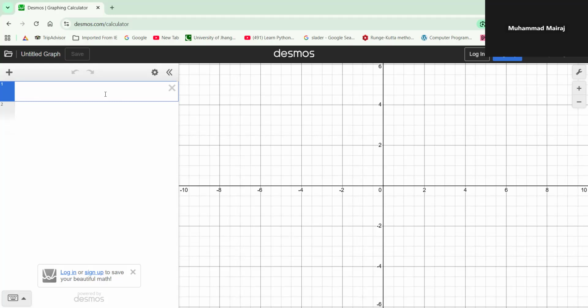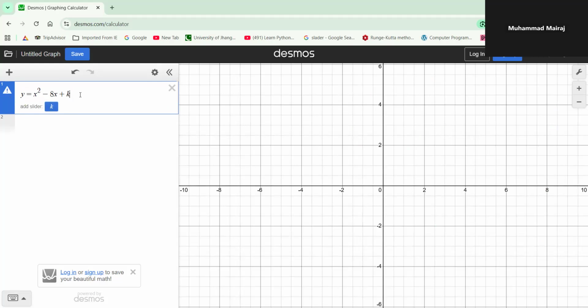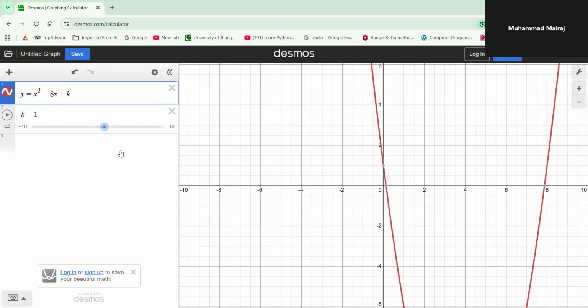So the first step we do here in Desmos is that we enter y equal to x squared minus 8x plus k. Let's say this has exactly one solution. So for what value of k will this equation have exactly one solution? If we create the slider for k here, Desmos will create a slider like this.